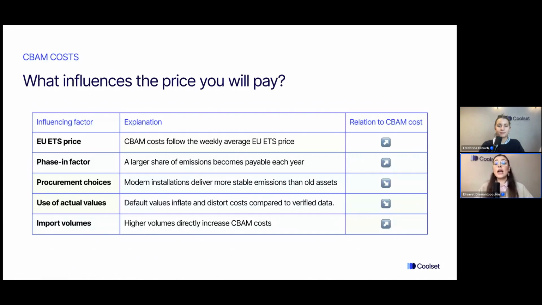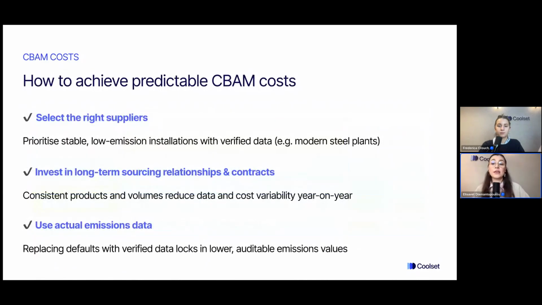Now, to wrap up the session, here are some practical tips that we think matter when you're trying to achieve predictable CBAM costs. First, we have the procurement decisions that we talked about again and again. Who you source from will directly impact your CBAM exposure.